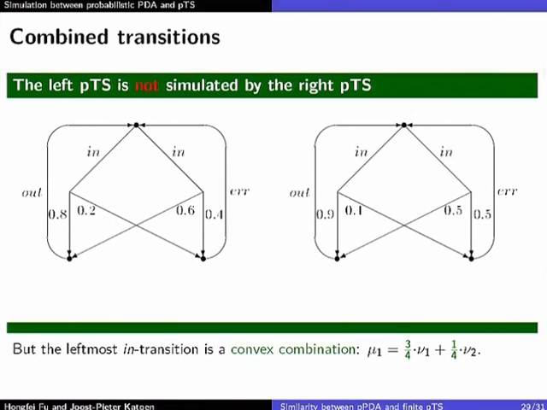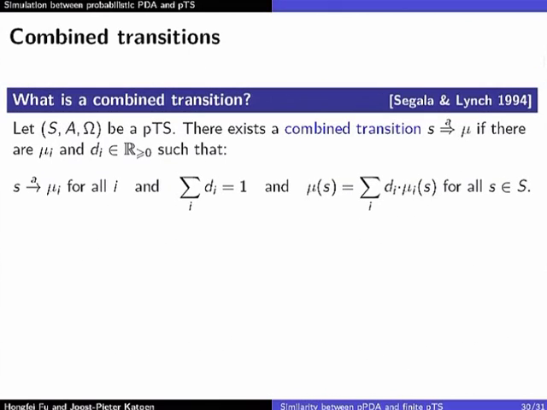So they look quite the same. And if you would take a policy or a strategy or adversary to resolve the non-determinism, then any probabilistic one, well, you would admit it because it would allow you to get such a convex combination. So this gives rise to what they call a combined transition. So this is exactly what a combined transition is. It simply means it's a transition intuitively which is built from the convex combination of other transitions.